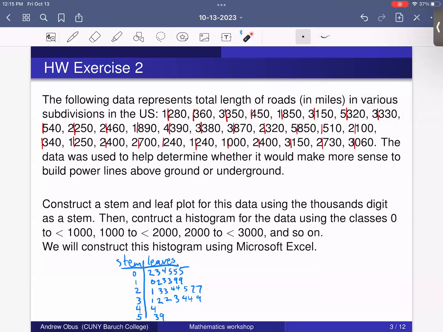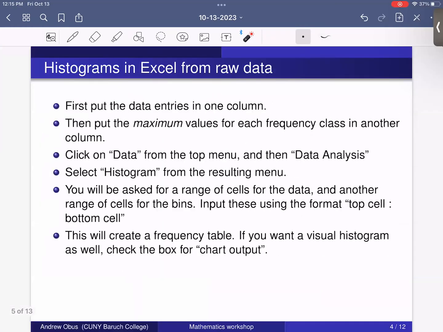Okay. So great. Okay, so this is how we do histograms in Excel. So this is what I mentioned. We'll send this out if you want a reminder for how to do this.